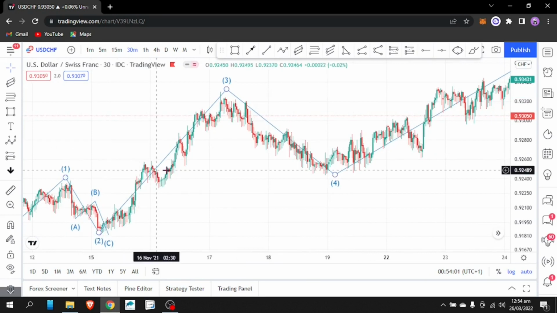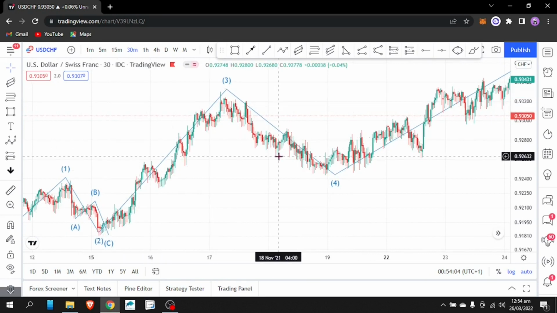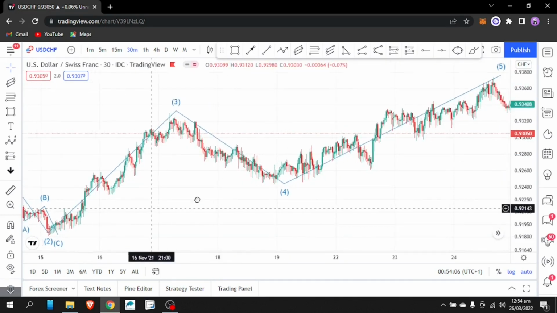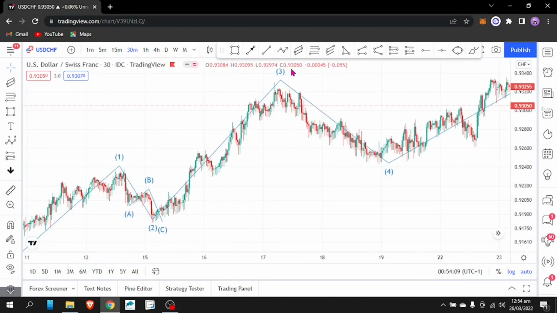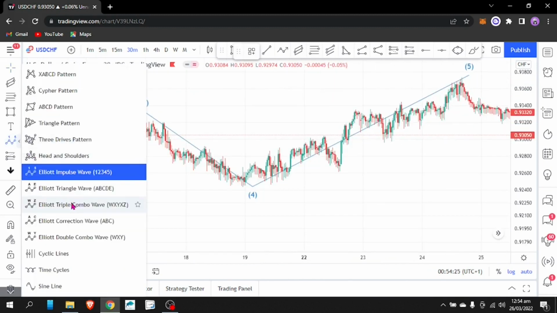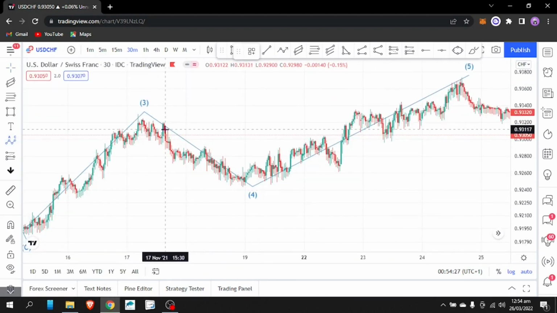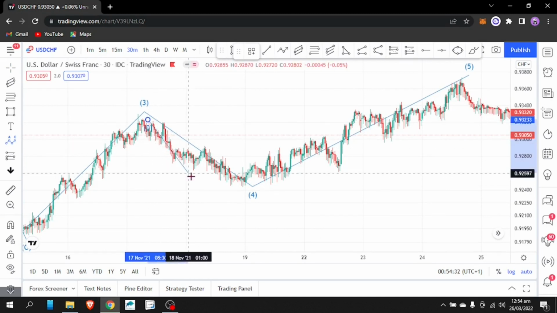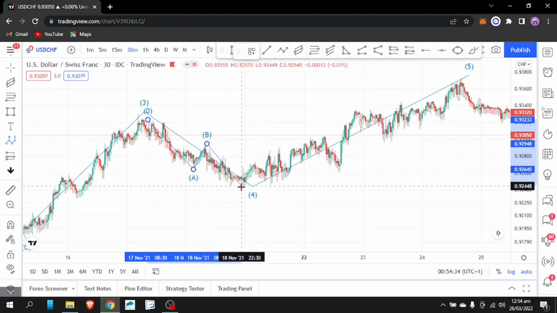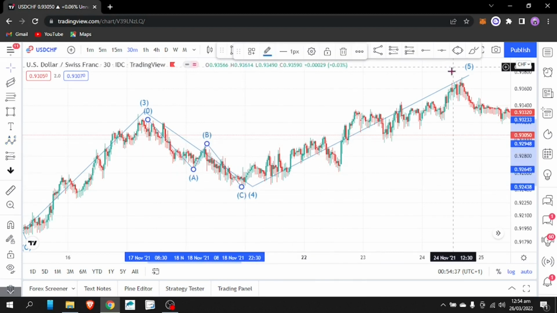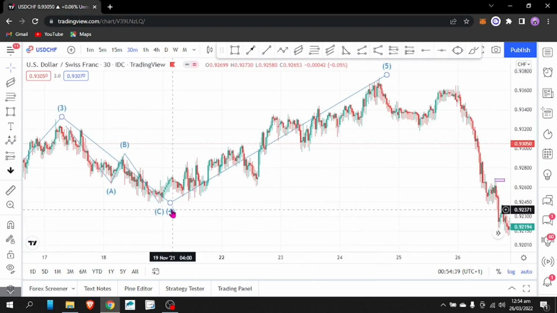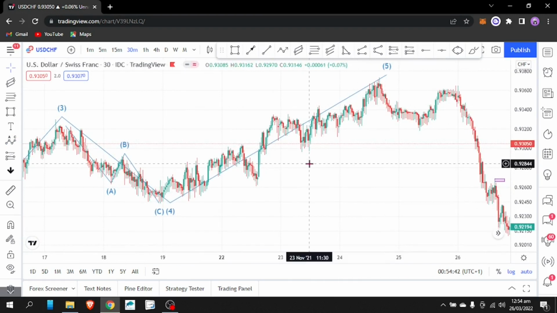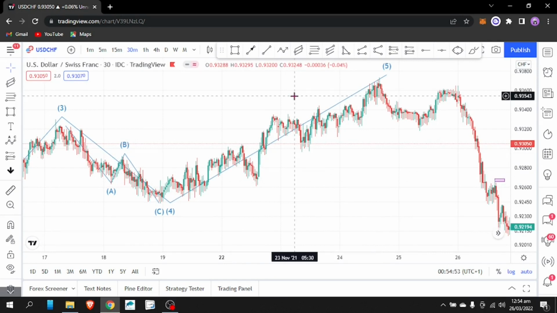If I go back to the second pullback, this is our second push up, and this is our second pullback. I can also find my A, B and C corrective structure. From this level we have A, B and then C, and then our last wave up. And from this last wave also, you can find your 5-wave push again. This is how Elliott waves are.